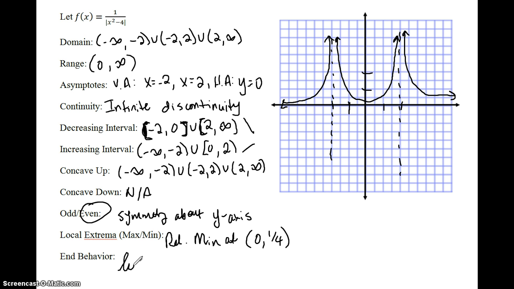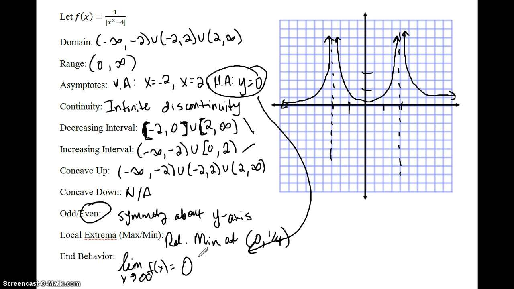The end behavior, the limit as x approaches positive infinity. As we go to positive infinity, this goes towards 0, and we know that because the horizontal asymptote right here is 0, and it pretty much always corresponds to the end behavior. So the limit as x approaches -infinity is the same in this case, 0.